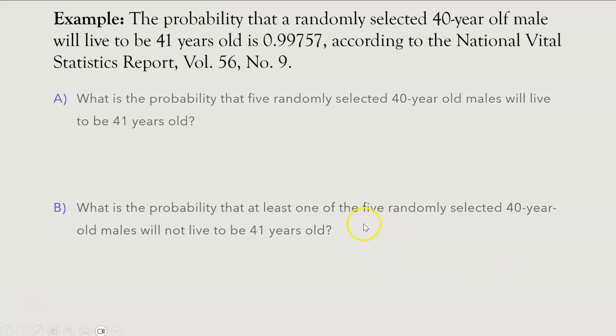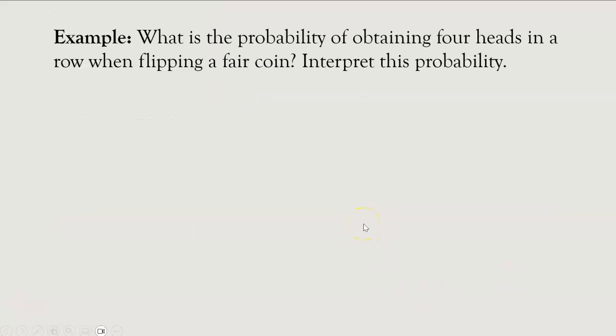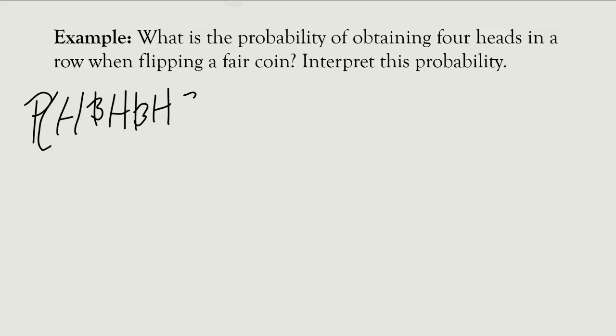Okay, let's look at an example, and I skipped one. Let me go back. What is the probability of obtaining 4 heads in a row when flipping a fair coin? We want to find this probability and we want to interpret it, okay? So we want to know what is the probability of getting a head and another head and another head and another head. So that means we're going to flip a coin 4 times and we want to know what's the probability of getting a head each time.